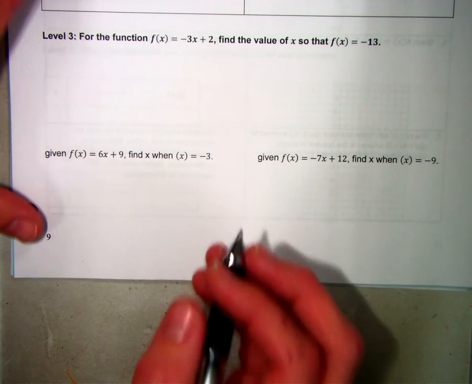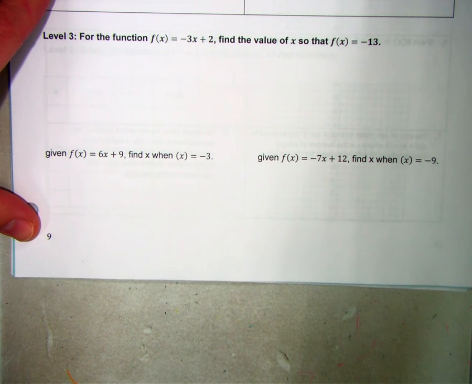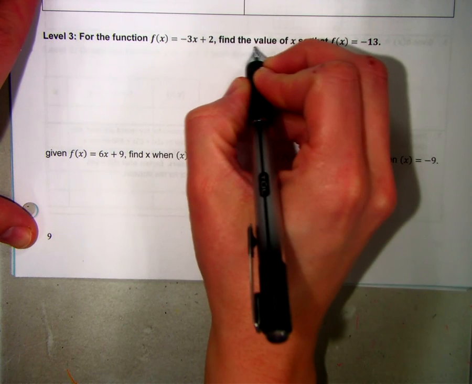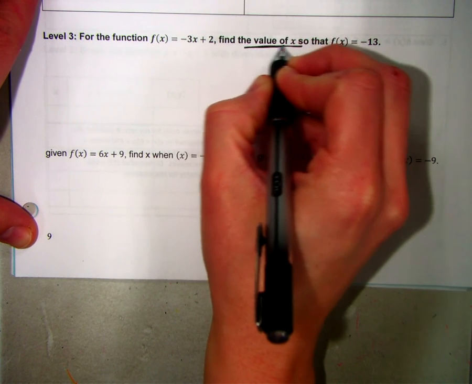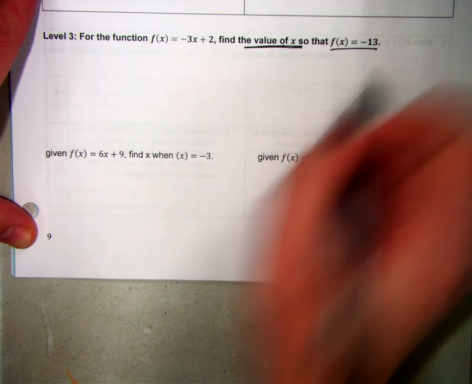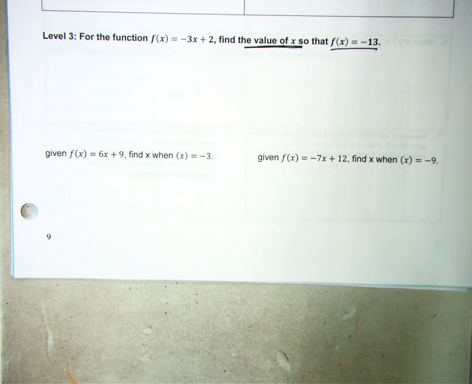Okay, here we go. So here's the difference now. Level 3. This is how you get to it. Somebody was working earlier and asked, can I just stop and not do any more? Sure, if you want to be a level 1. If you want to be a level 2, level 3. So this is level 3. Level 3 is you need to find x, find the value of x, so that you get the answer of negative 13.